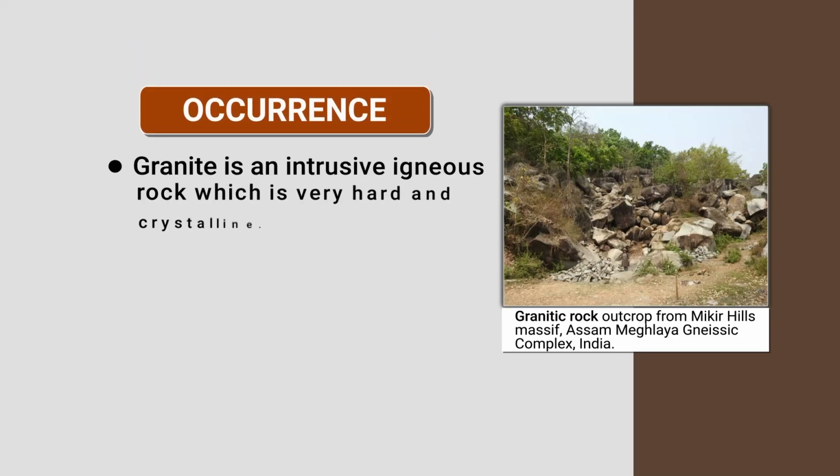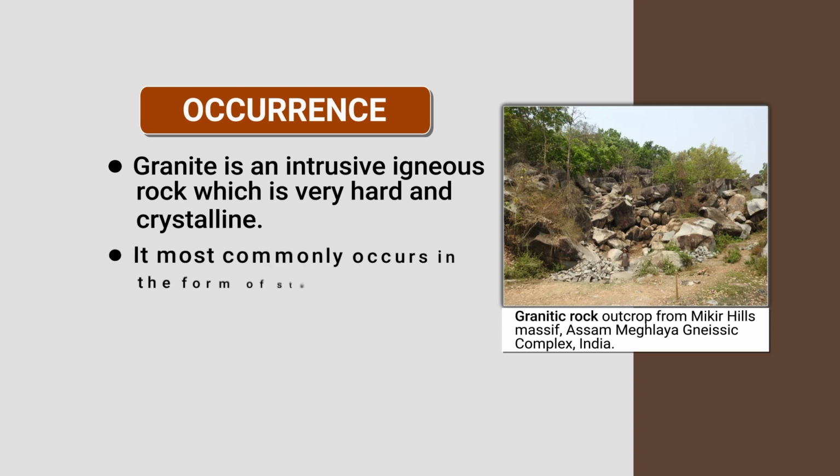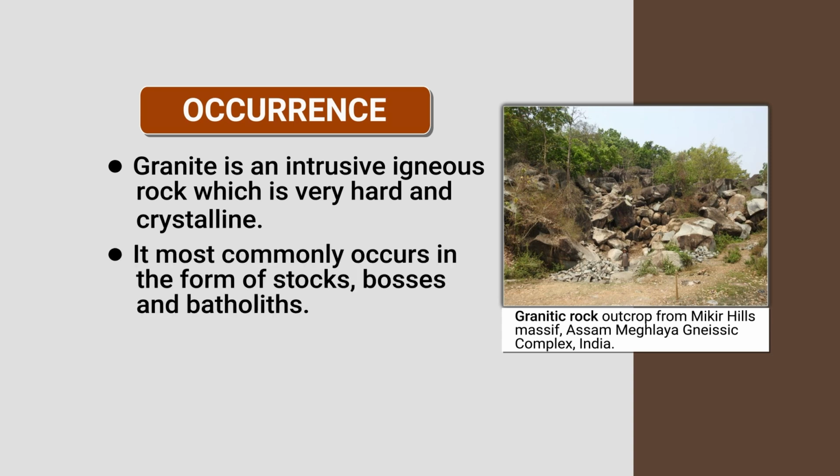Granite is an intrusive igneous rock which is very hard and crystalline, that is why it finds use as building stone. It most commonly occurs in the form of stocks, bosses and batholiths. Here on the side you can see the boulders of granite falling off from a granitic plutonic body. This outcrop is from the Mikir Hills Massif belonging to the Assam Meghalaya Gneissic complex of northeastern India.